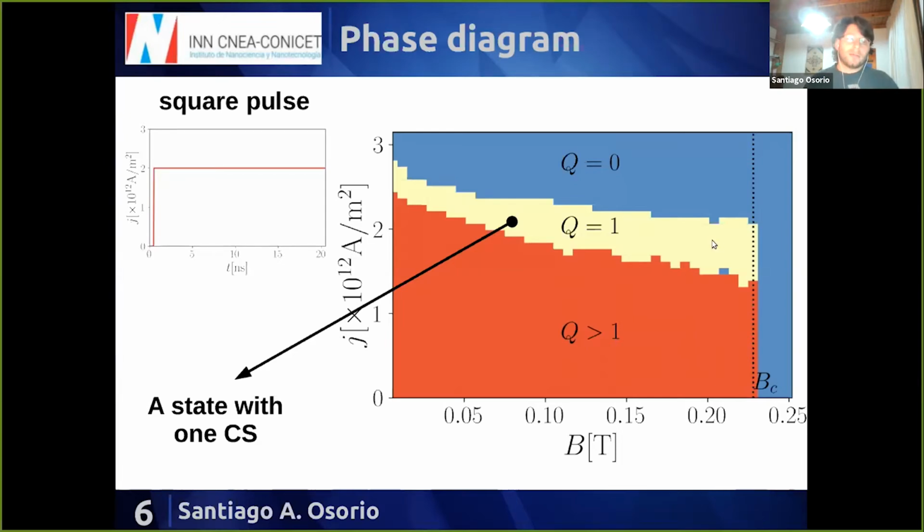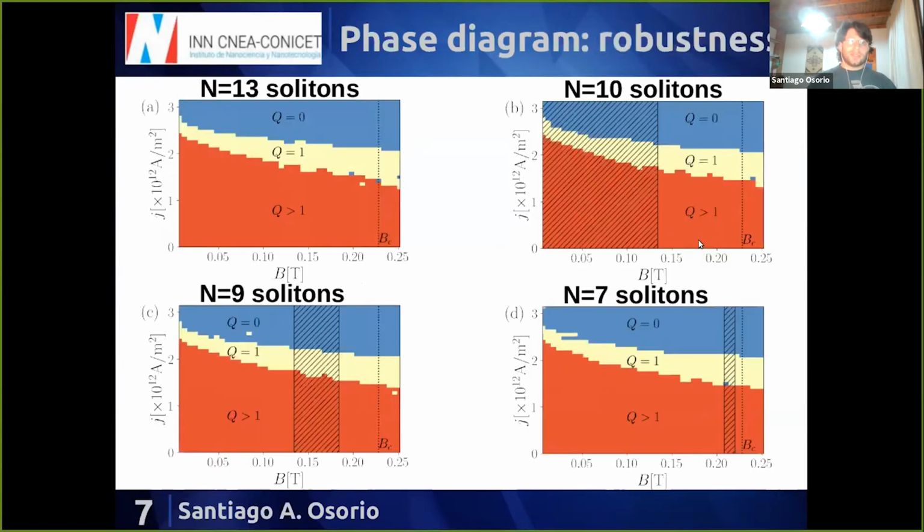Now, this phase diagram is obtained from an initial state that corresponds to the equilibrium or ground state of the system at any value of the magnetic field. So what happens if the initial state is not the equilibrium one, but a metastable state? To answer this question, we repeat the previous protocol, but now starting from an initial state that contains a fixed number of chiral solitons.